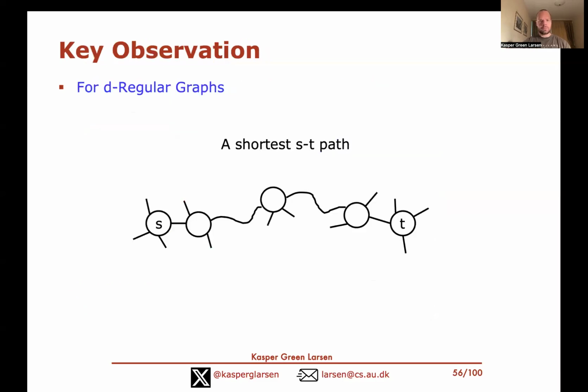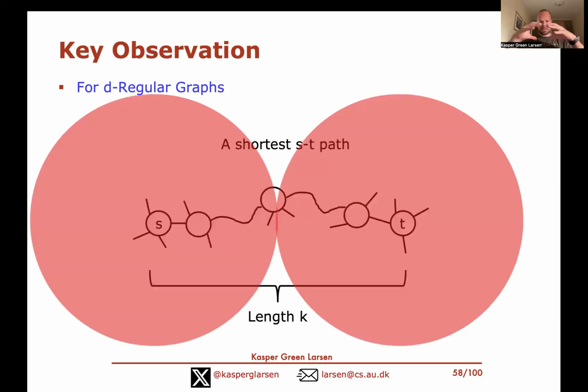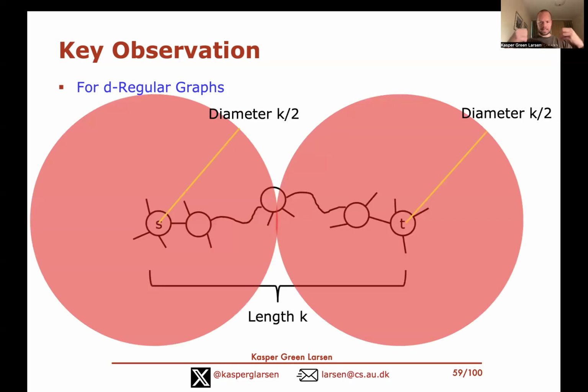We have one key observation that we'll be using. This observation is not tied to expansion, but just to the graph being d-regular. Let's pick a source and destination, S and T, and look at some shortest path between them. Let's say the length of the shortest path is k. If we grow these balls in bidirectional breadth first search, the two balls will meet after having expanded to a radius of k/2. That's exactly when they meet in the middle. So I have to grow these two balls for k/2 steps, and then I'll have found the intersection and the shortest path.